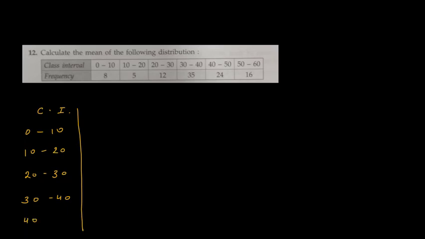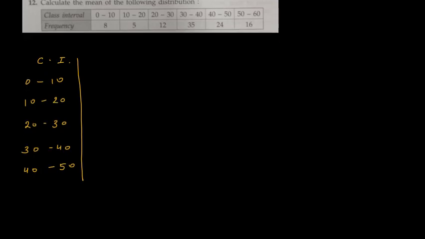As seen, our first step is to write the class interval. Class interval, in short I can write CI. The class intervals are 0 to 10, 10 to 20, 20 to 30, 30 to 40, 40 to 50, and 50 to 60.